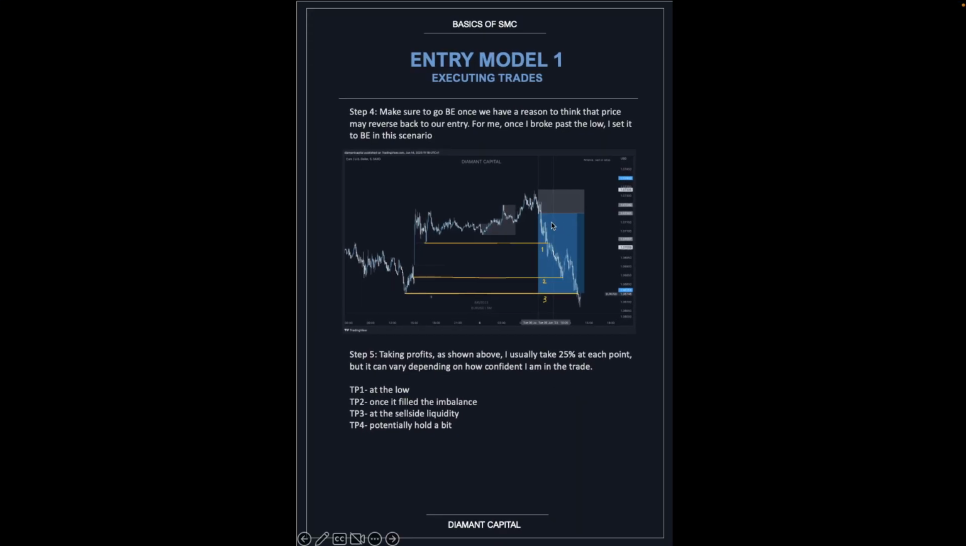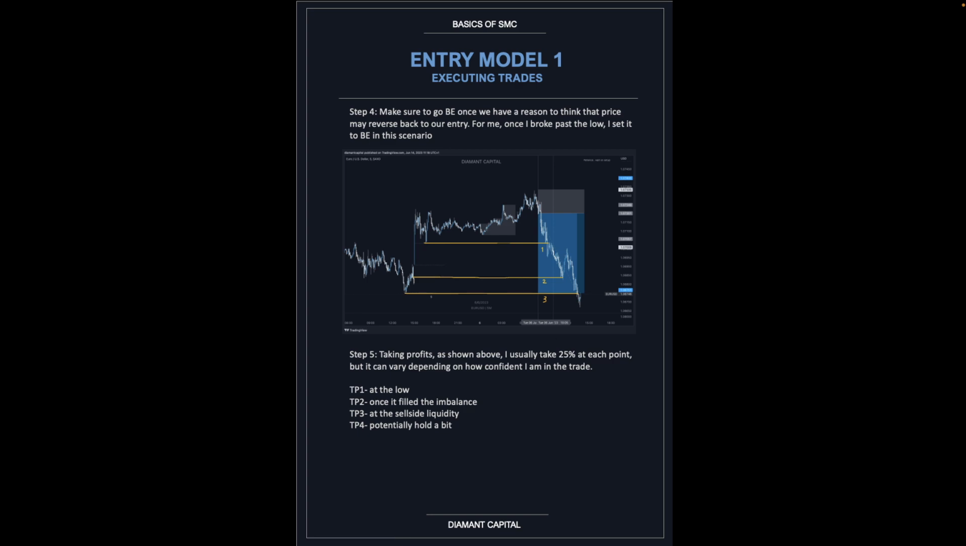Next step, we're going to be talking about taking profits. Now, usually, as I've talked about in the rule book, I usually take 25% at each point. It just depends on how confident I am in the trade and how far I think it could go. In this scenario, we had take profit 1 at the low, as you can see right here. Take profit 2, fill the imbalance, and take profit 3 right at the bottom. So for me personally, I can't remember exactly where I took most of the profit, but this is the general way that I do sort of hold onto my trades.